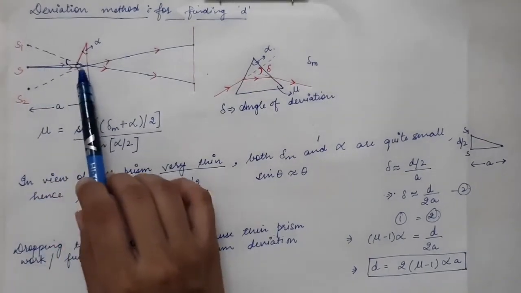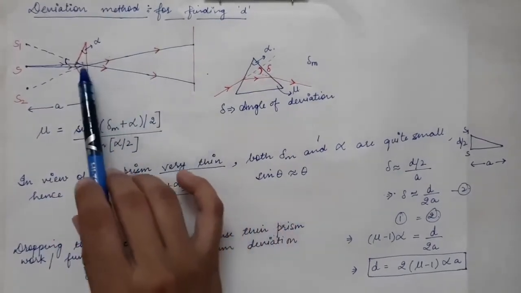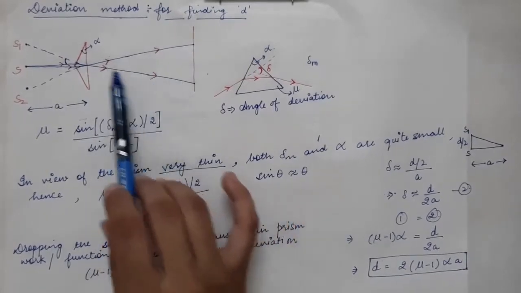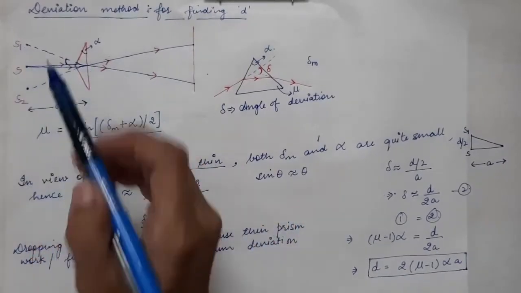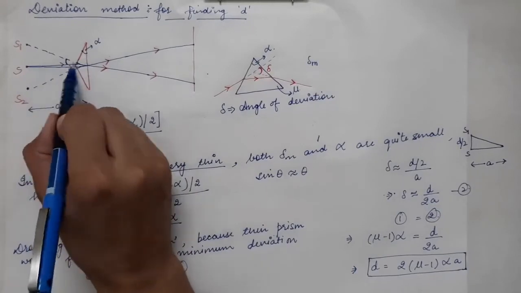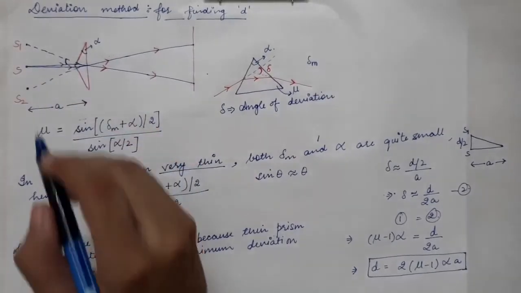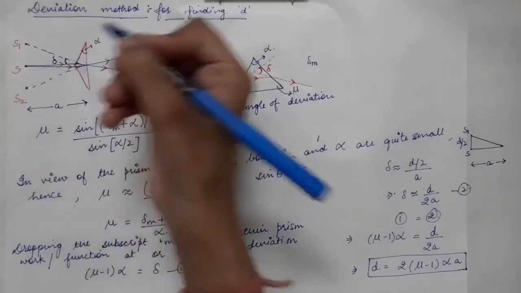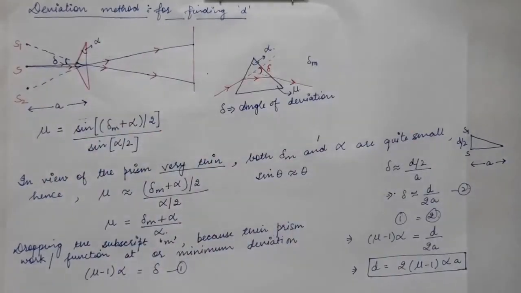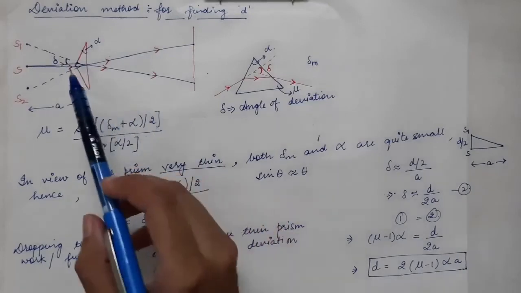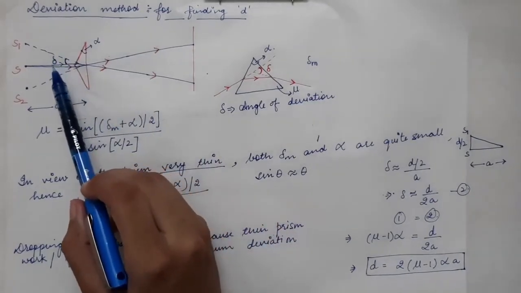So when the transmitted ray is extended in the backward direction, the angle which is made between the incident ray and the ray extended in the backward direction will be delta, which is the angle of deviation. So we will use the concept of angle of deviation.